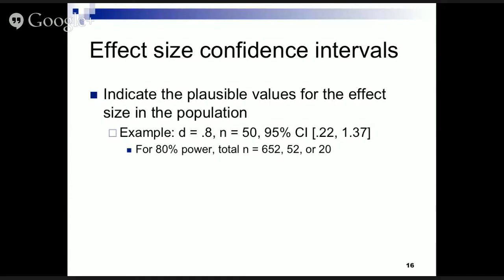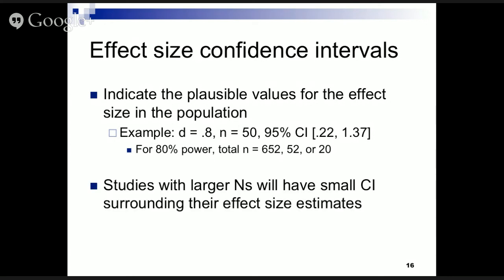So then the question becomes, okay, there's this huge range. One of them requires 650 people, which is a lot, and one of them requires only 20. How do I use this information to actually pick a sample size? And just a side note, studies with larger n's will have smaller confidence intervals.